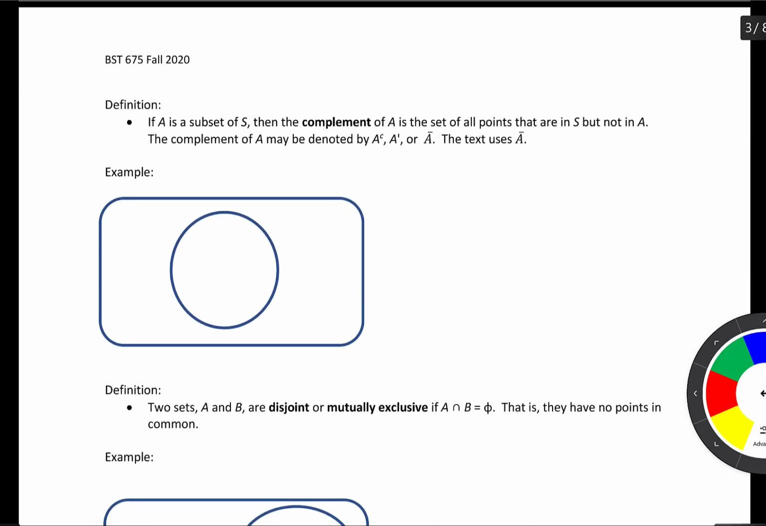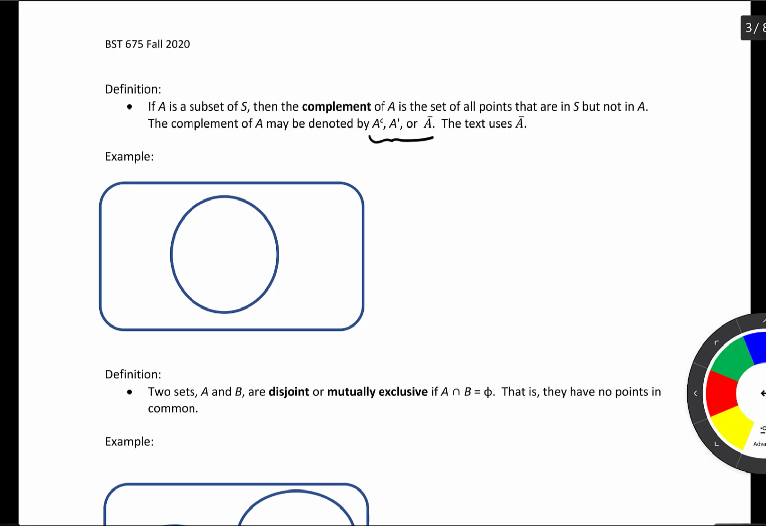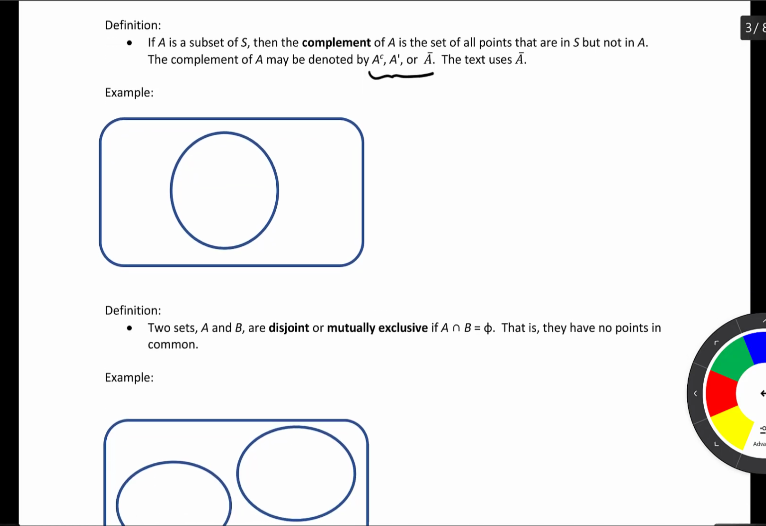We could also talk about the complement. If A is a subset of S, then the complement of A is the set of all points that are in S but not in A. So the complement of A may be denoted by any of these. I should remove this. We don't have a text that has this, but the A bar is the one that I typically use the most.